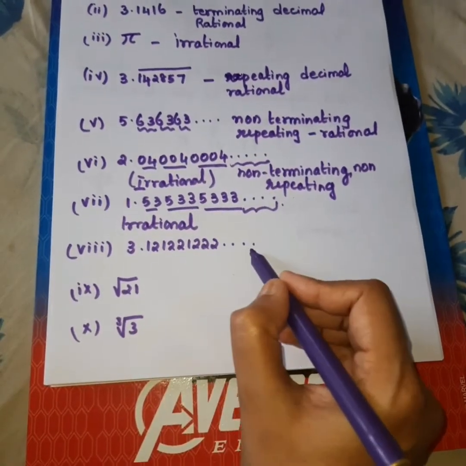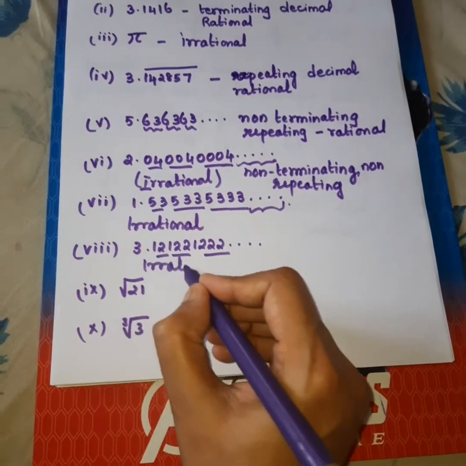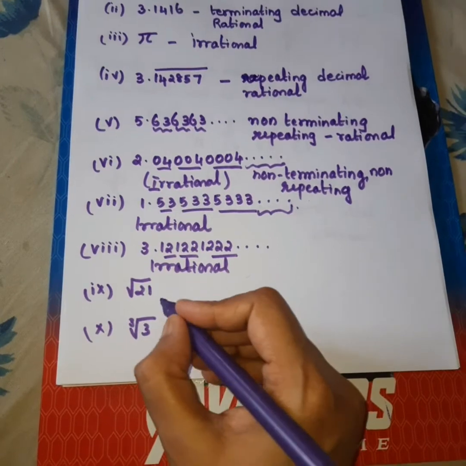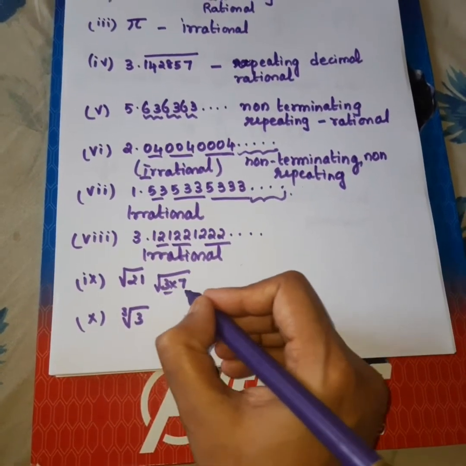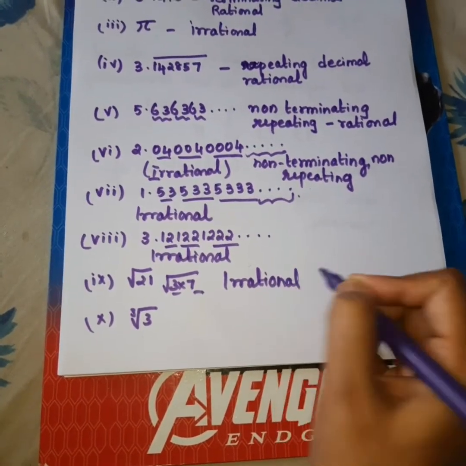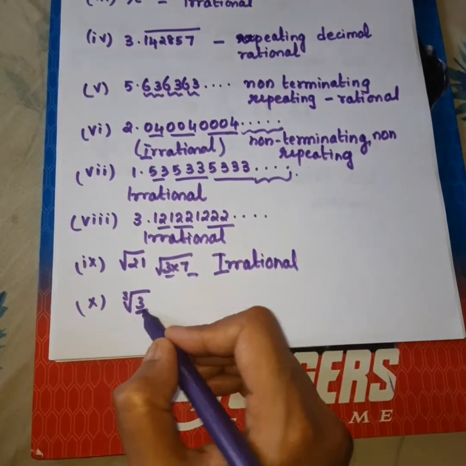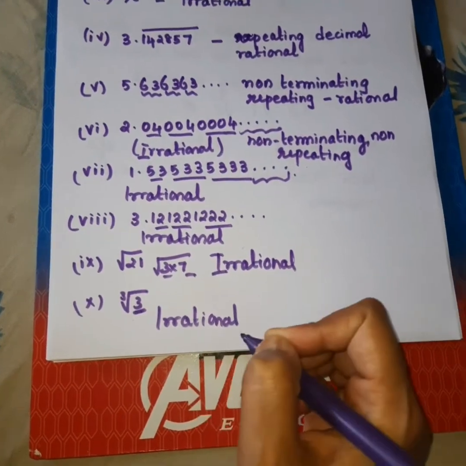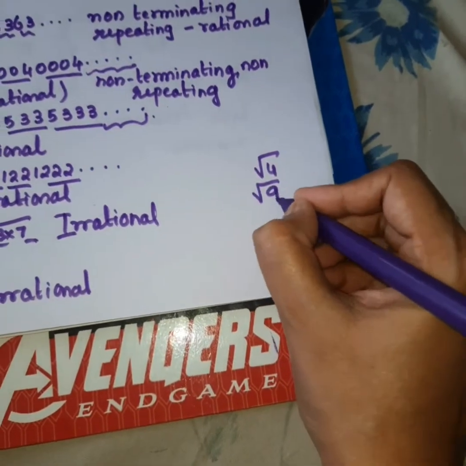Next is question 8, non-terminating and non-repeating pattern. This is again irrational. Next, square root of 21 can be written as 3 into 7. So 3 and 7 are prime numbers, and again they are irrational. Question 10 is again irrational. 3 is a prime number. If it's a perfect square, then they are rational numbers.